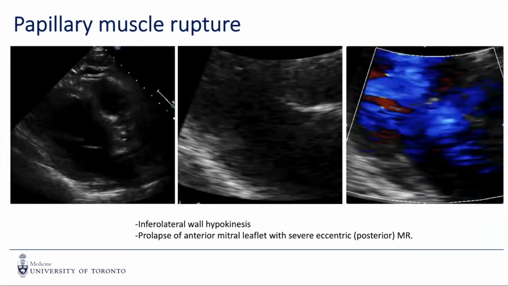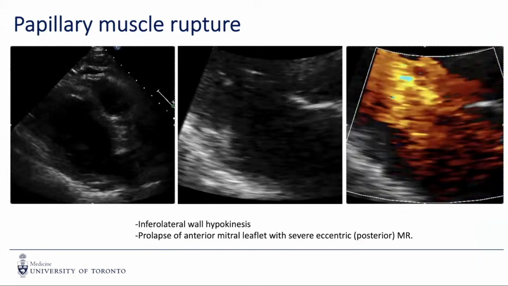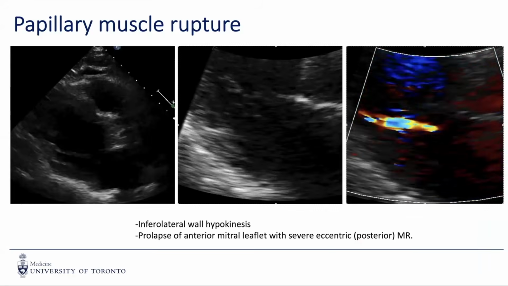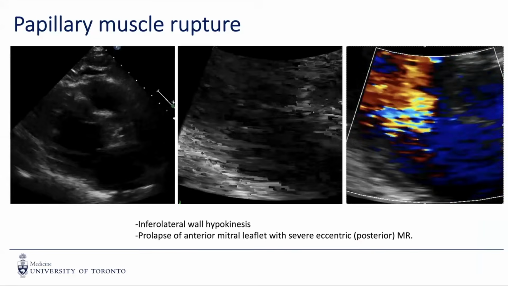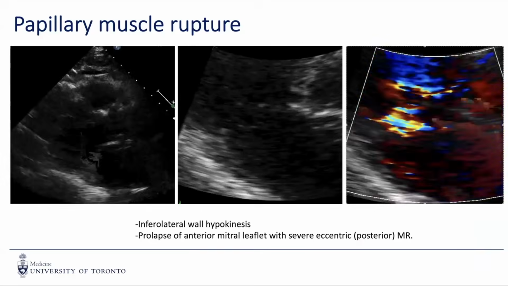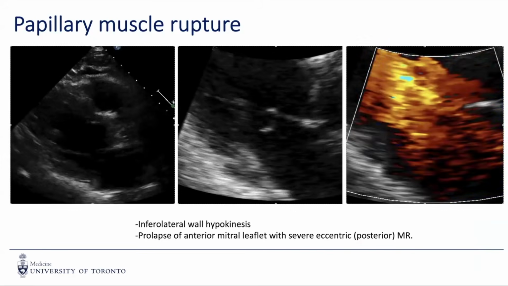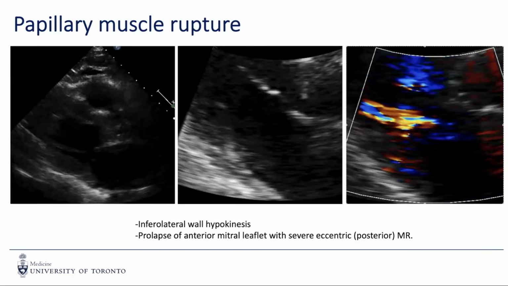Some examples here with papillary muscle rupture. You can appreciate on the left, on the long axis view, how the inferolateral wall seems to be hypokinetic. And on the middle picture, you can appreciate how the anterior leaflet seems to be prolapsing with a significant degree of MR that's appearing more posterior, given the fact that the anterior leaflet's more involved.